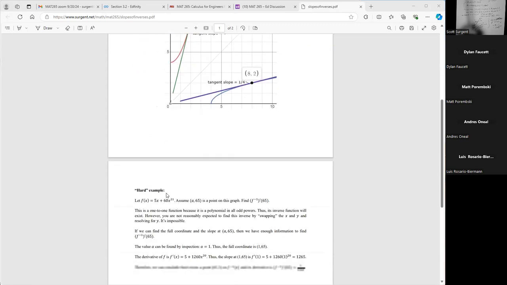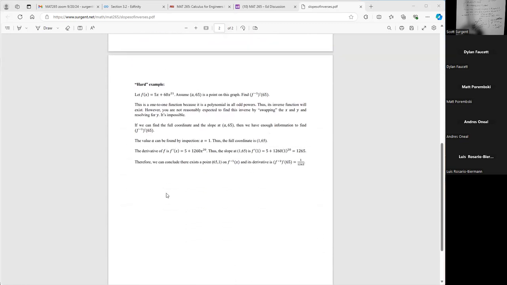Now I'm going to scroll down, and I put this in quotes, of course, hard example. Again, you look at the example, it's a 21st degree polynomial. These are insane, all right? We're told that we have a point (a, 65) on the graph. If you look at it carefully, you can see that a would have to be 1. So we know that (1, 65) is a point on f, hence (65, 1) is a point on the f inverse graph.